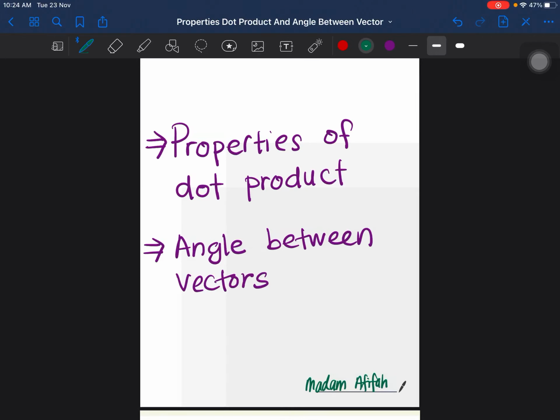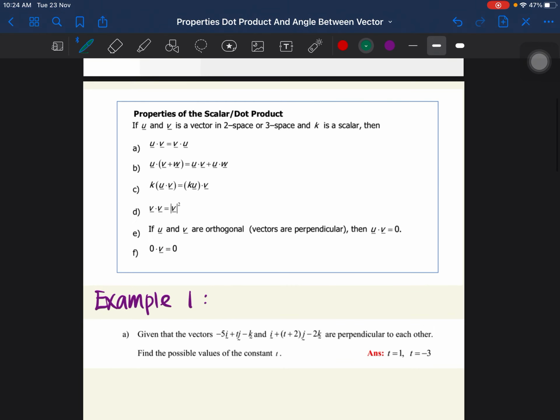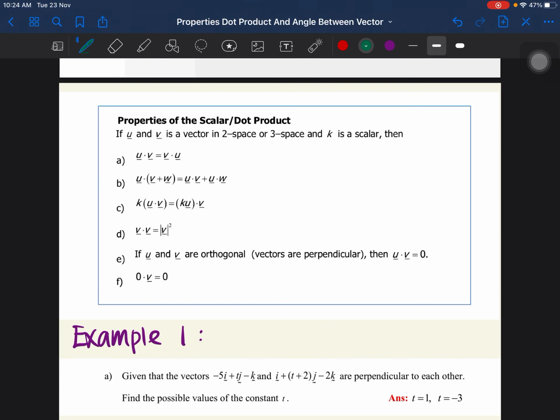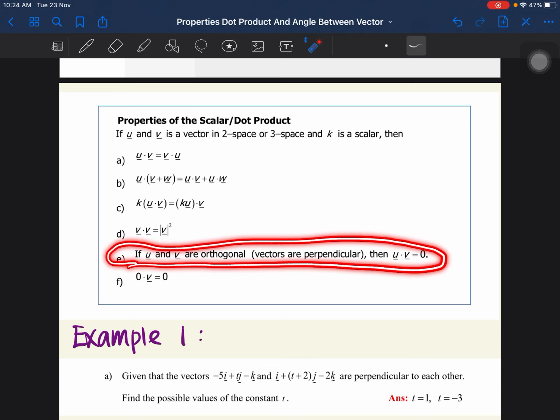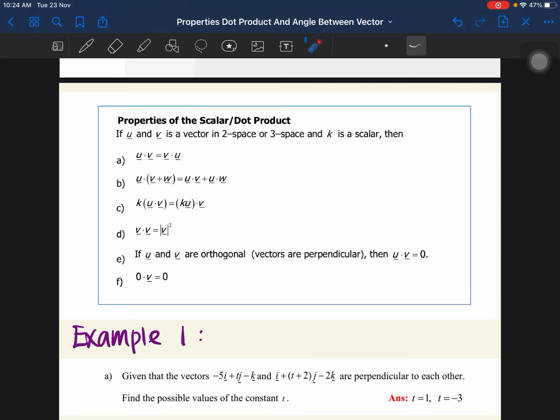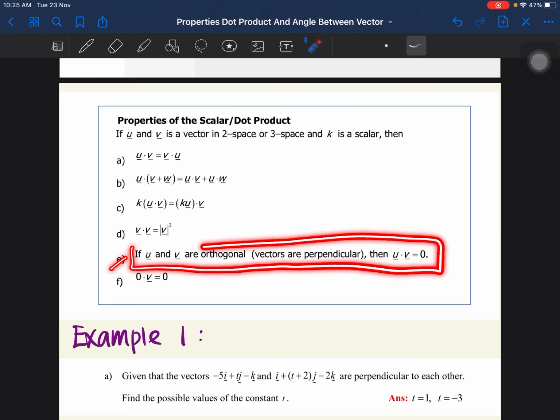So in this video we are going to discuss the properties of dot products and also angles between vectors. Okay, so these are the properties of scalar or dot products. So take a look at this one here, E. Okay, we are going to discuss these properties. The other properties you can take a look at on your own because they are very simple, except for E here. Okay, we are going to discuss this one.